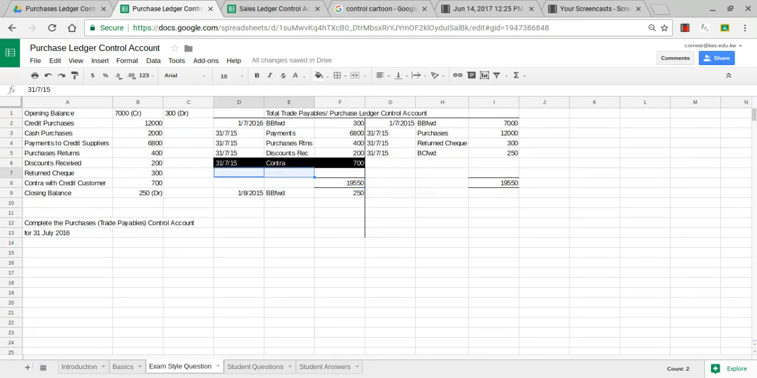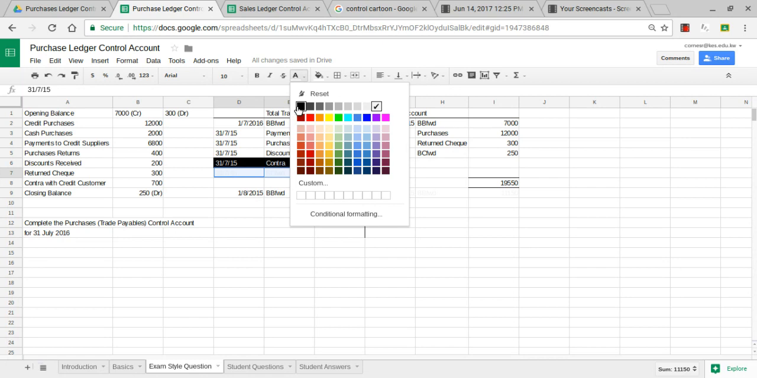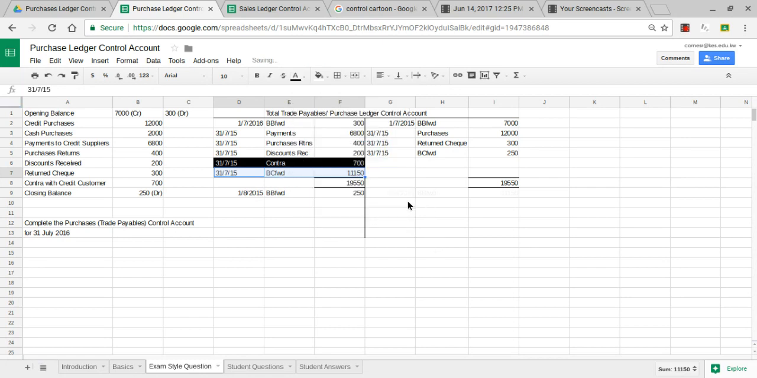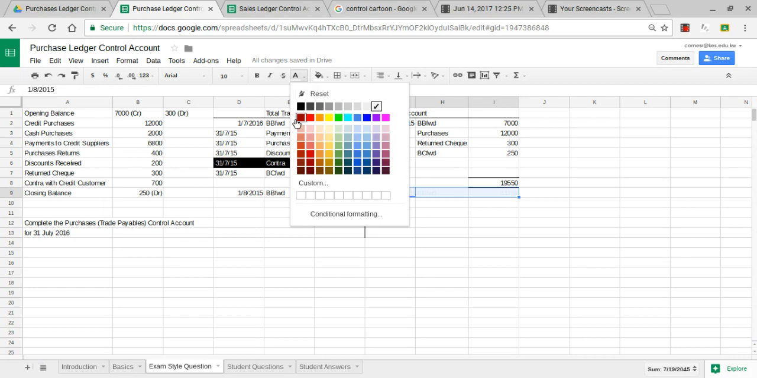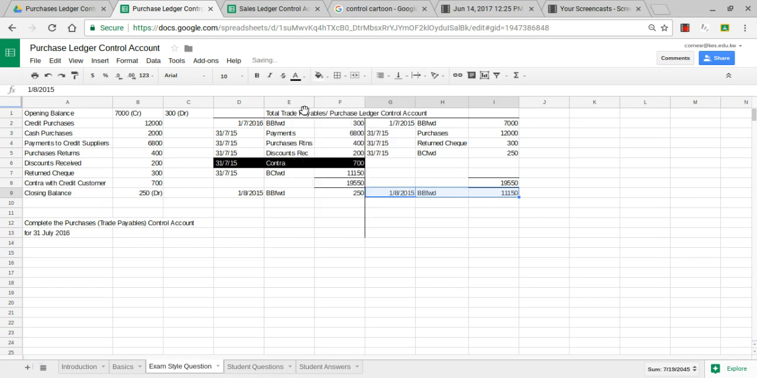When I subtract all the figures I've already got on the debit side, the balance brought forward, the small one, the payments, purchase returns and discounts received, from the total, I get a balance carried forward of 11,150. And that then becomes my balance brought forward, the amount that the business owes to their suppliers at the start of the next month.